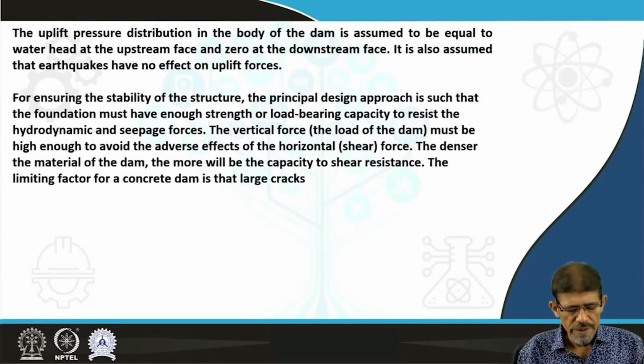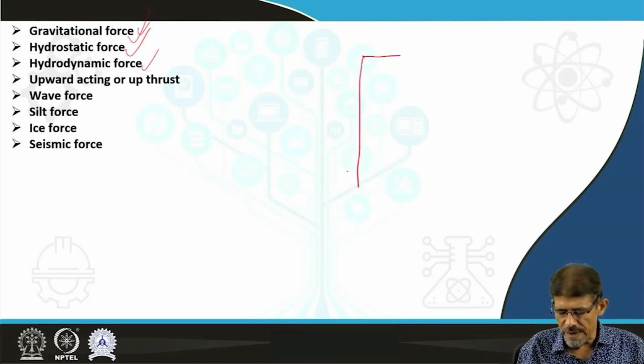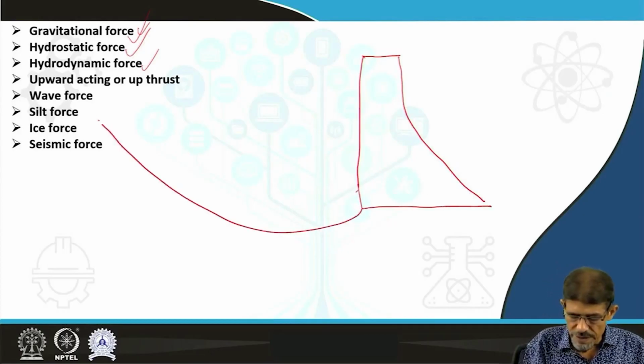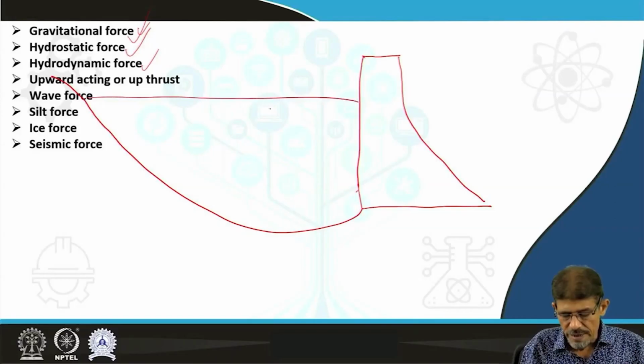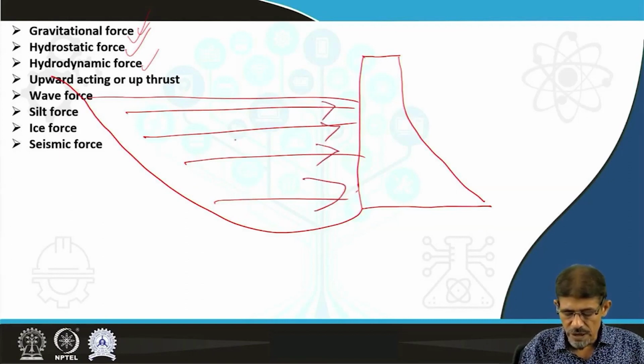So in this way we are going to see this gravitational force. Here I will try to explain briefly. This is the dam structure. The water is present here. This water is going to affect this dam in terms of the thrust, horizontal thrust, as well as vertical thrust in some cases.